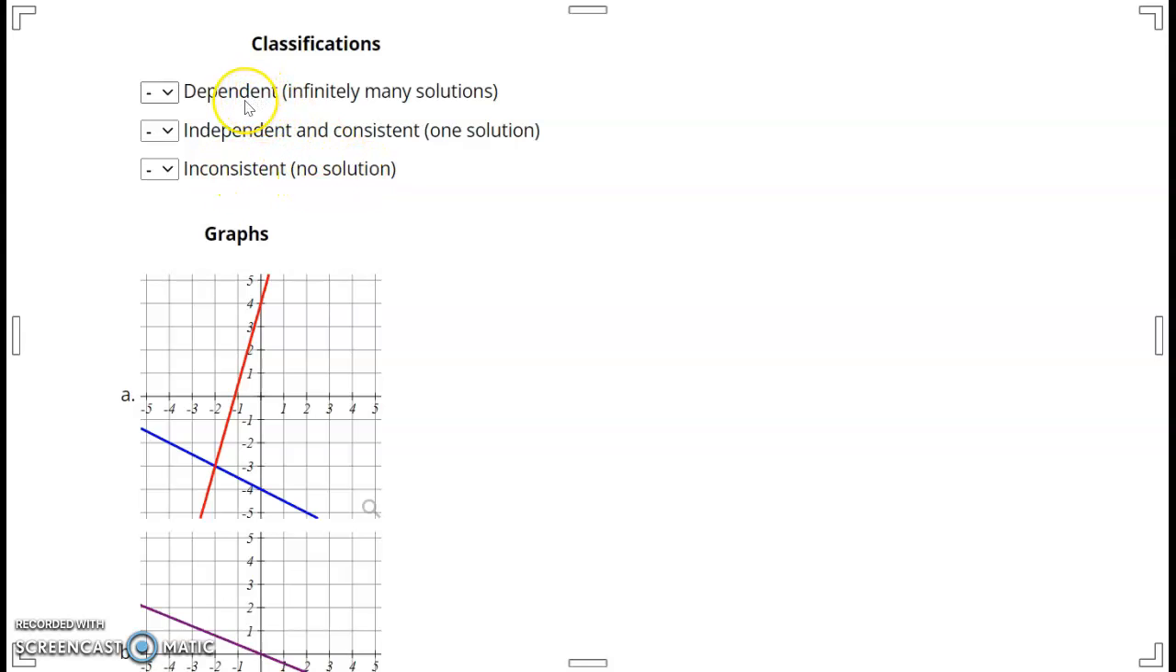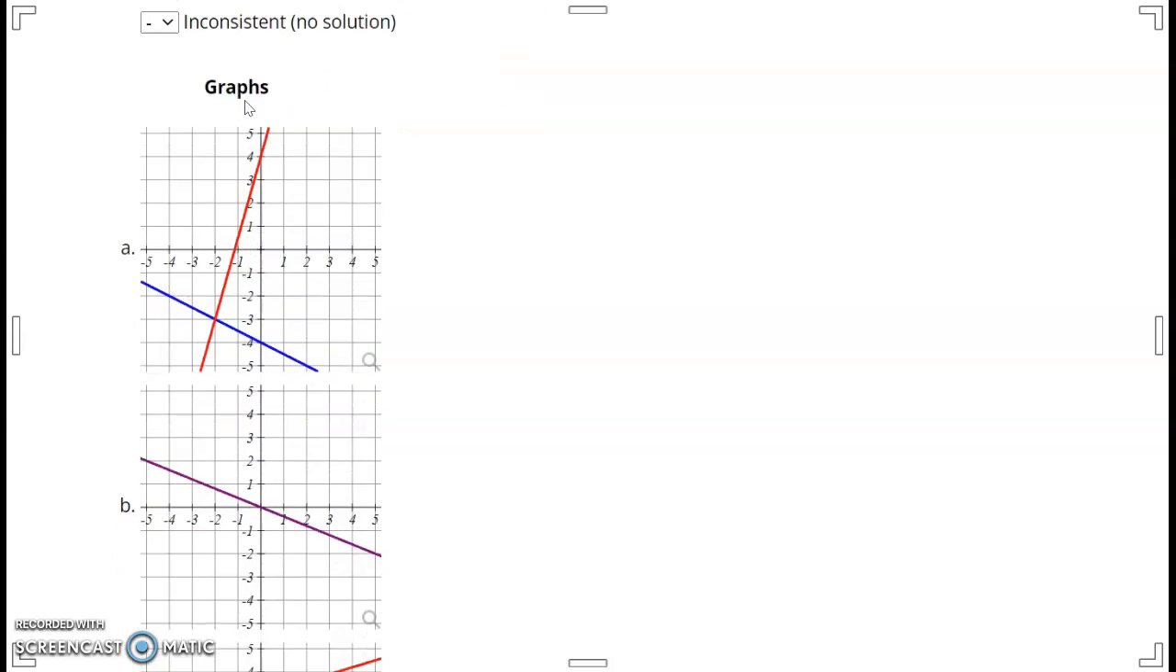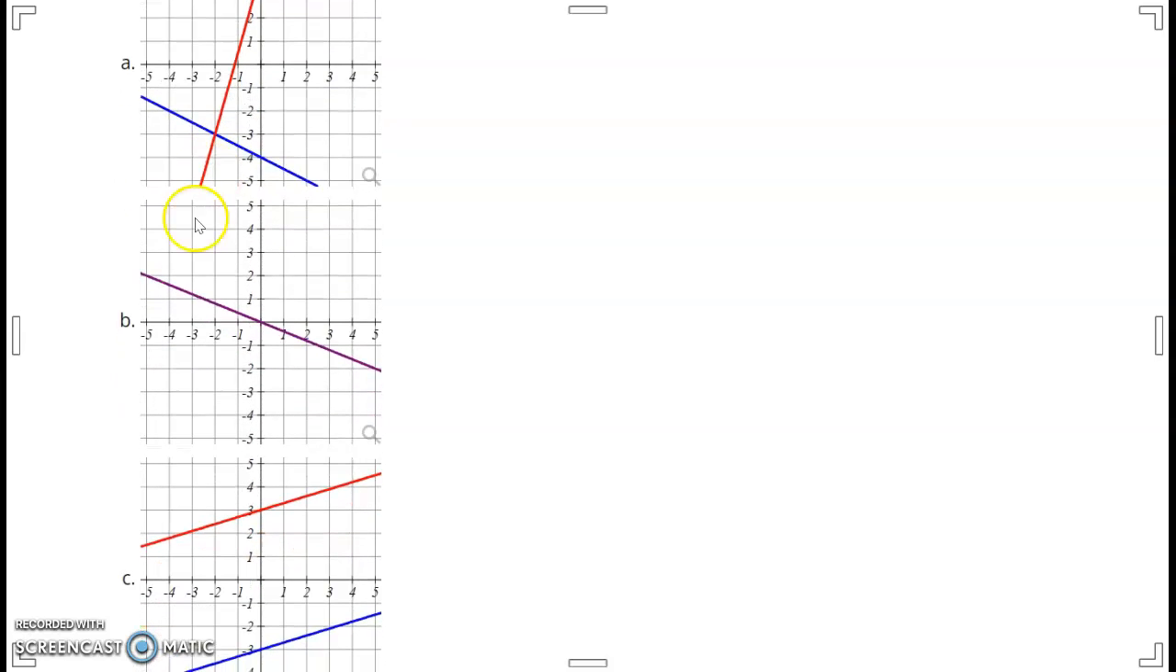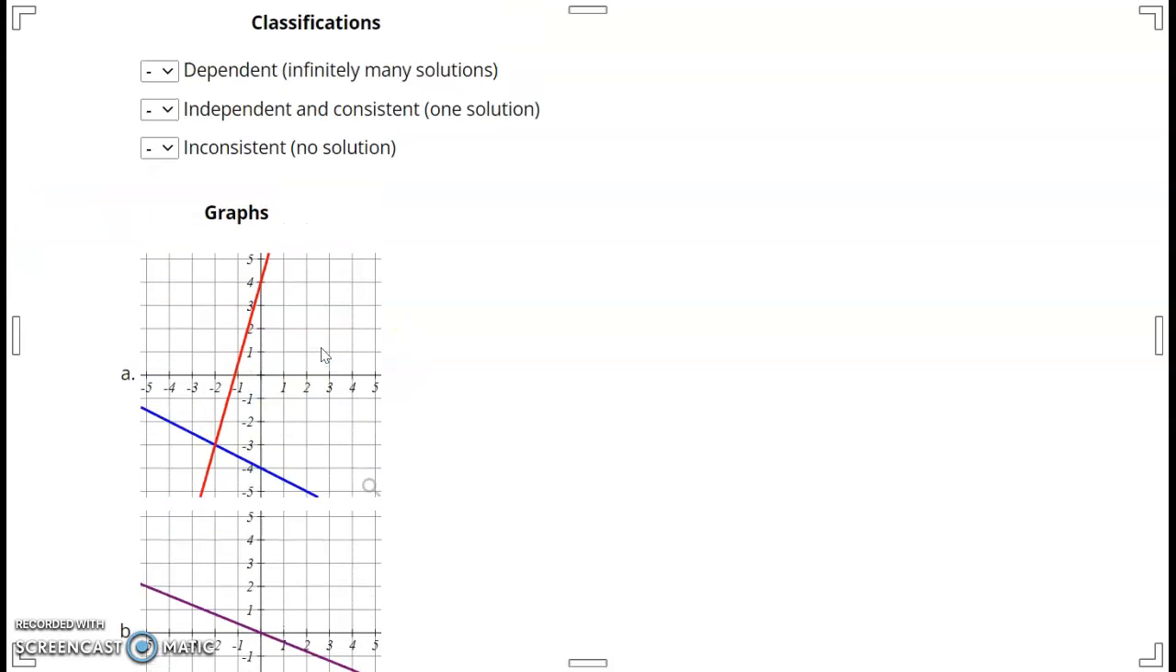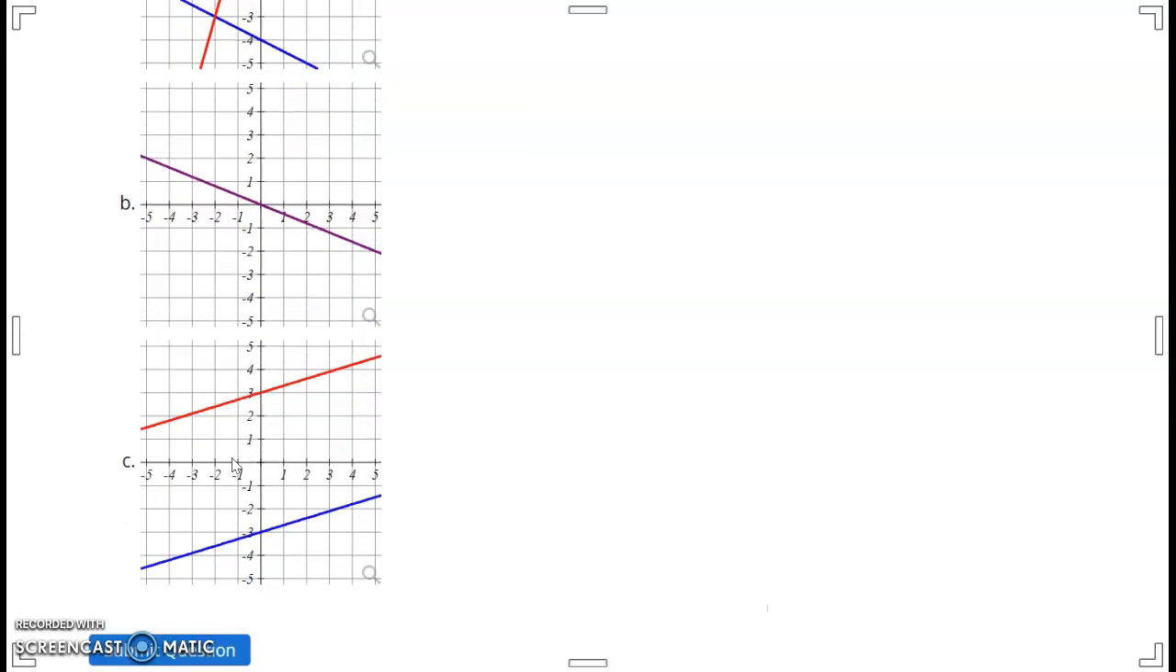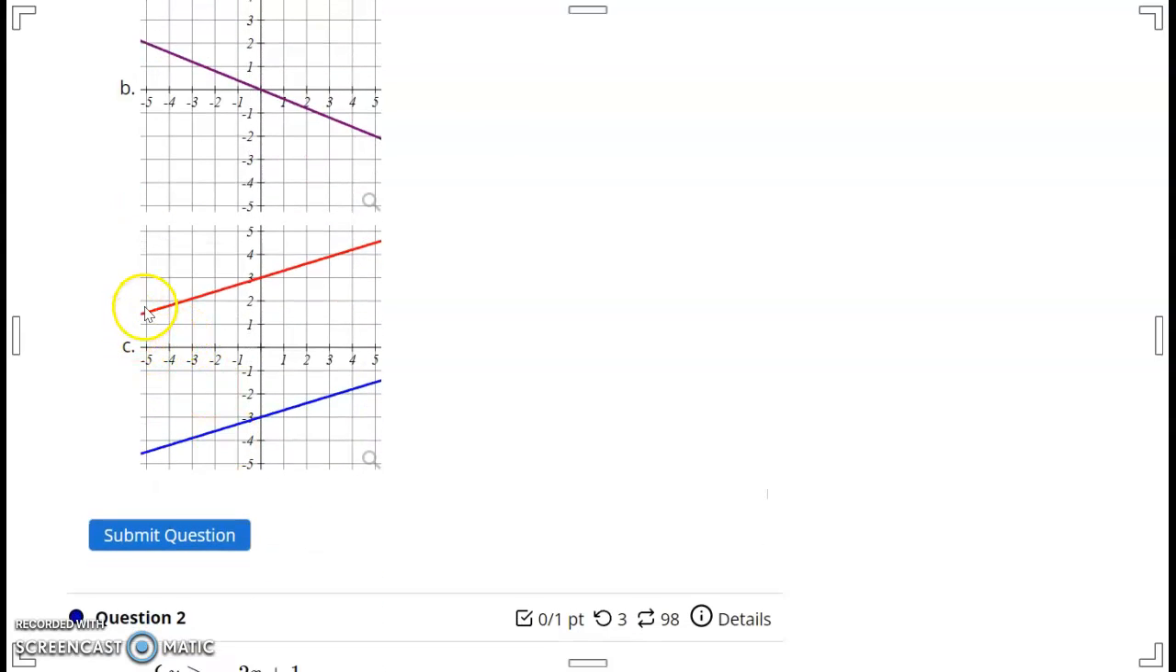When I see dependent, that means the lines are dependent on each other if there's infinitely many. And so that's going to be B, where it's basically one line on top of another. So they're dependent on each other the whole time. Independent and consistent is one solution, and that's going to be A, where they're independent of each other, but they do cross at the one point. And then inconsistent is where they don't cross. So the only way lines don't cross, what kind of lines do those have to be? Well, those would have to be parallel lines.